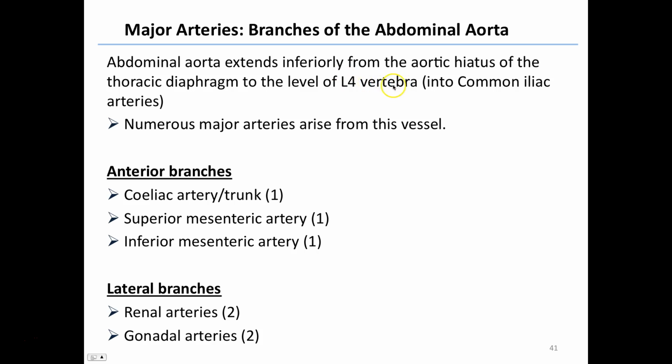At this point, the aorta at approximately L4 will divide into the common iliac arteries. So we have a left and a right common iliac artery, and these are responsible for supplying the pelvic region and the lower limb.